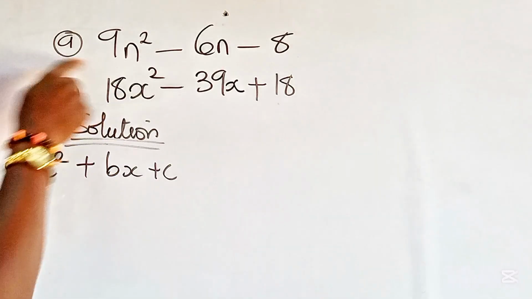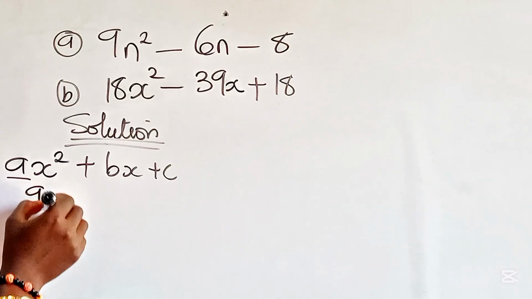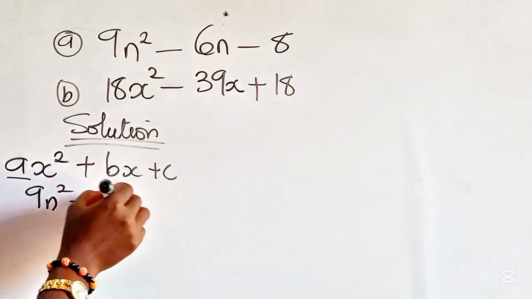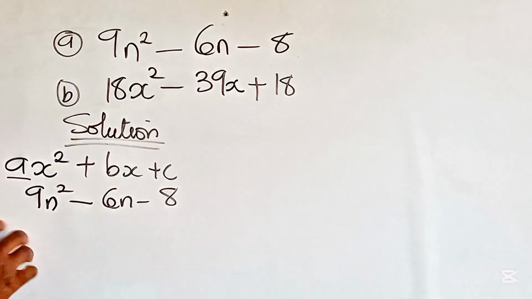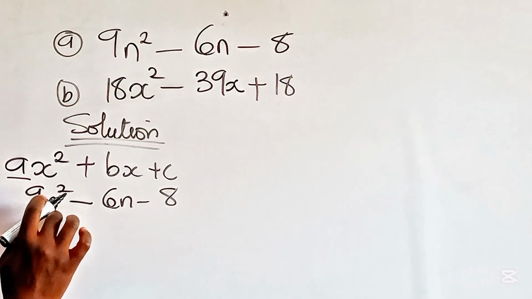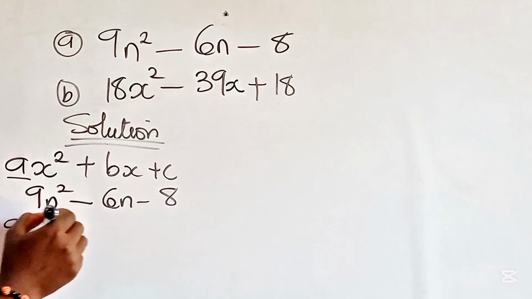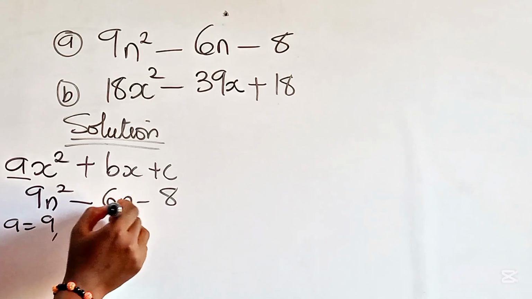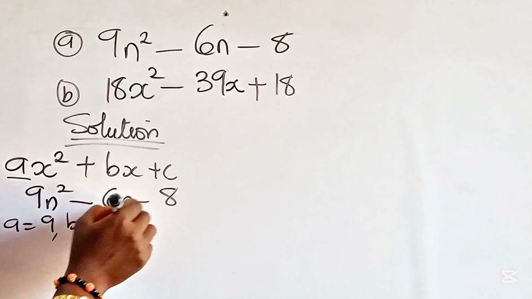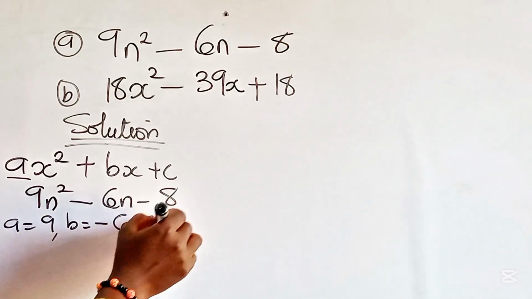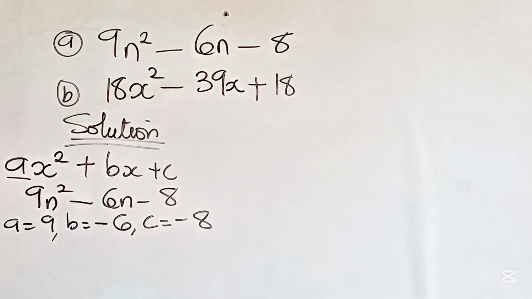Okay, so starting with our first example, we have 9n squared minus 6n minus 8. In this question now, a, the coefficient of n squared, is equal to 9. B is the coefficient of n, which is equal to minus 6. And we have the constant, which is equal to minus 8. So whenever you are factorizing, we have three terms, right? Our goal is to make this expression become four terms. To make them become four terms, this is what we do.